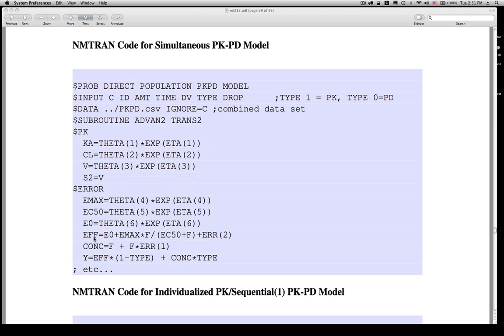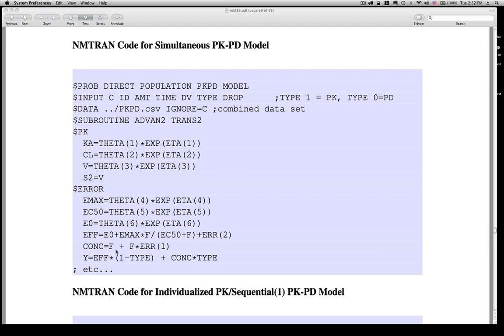And the effect that we would predict is equal to the baseline plus Emax times F divided by the quantity EC50 plus F. And then that whole thing is our model prediction with some residual error here, error 2, we're calling it. We also have a prediction for concentration, which is equal to F, or the predicted concentration from the PREDPP subroutine, plus this proportional error. Now notice that the errors are different.